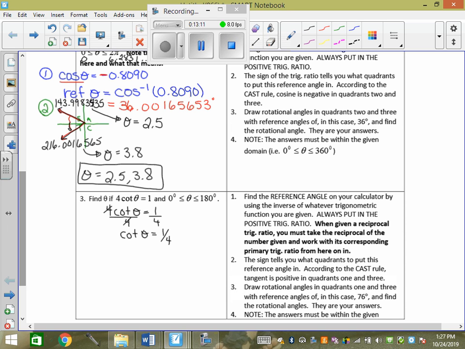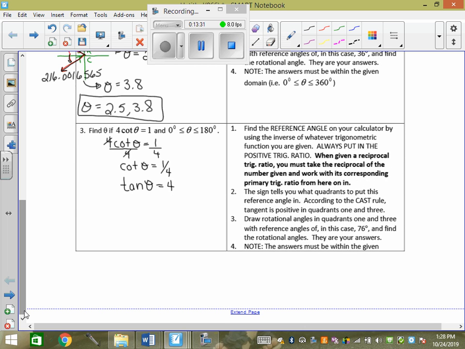I do have its bestie, which is tan. So I just flip it and write it as a tan. So 4 over 1 or 4, right? And now I can do my 3 steps, just like I did before. Reference theta equals tan -1 of +4. Even if it was a -4, I would do +4. And what mode am I in? Degree, especially because this one is in degrees.